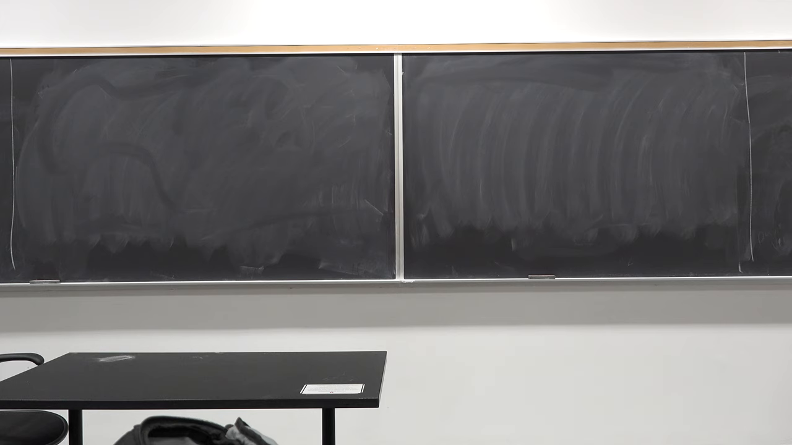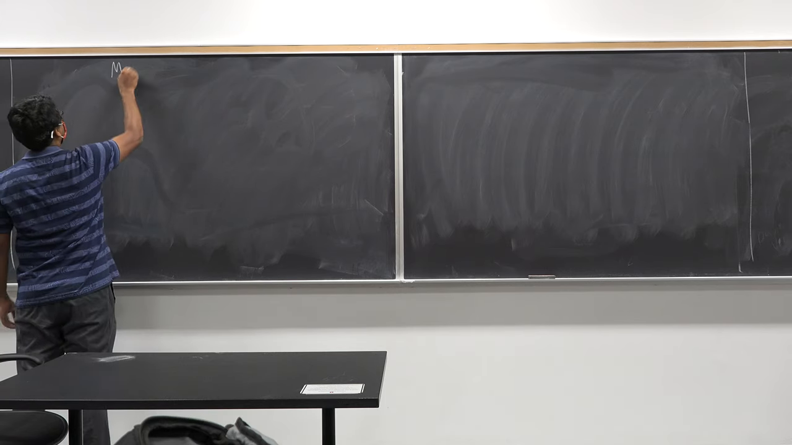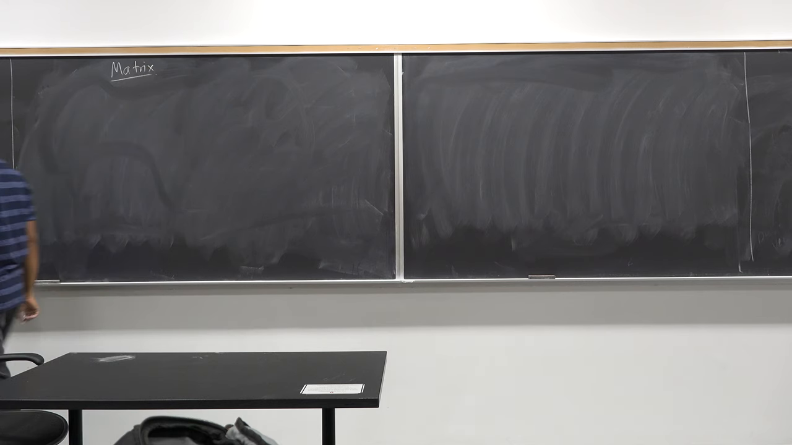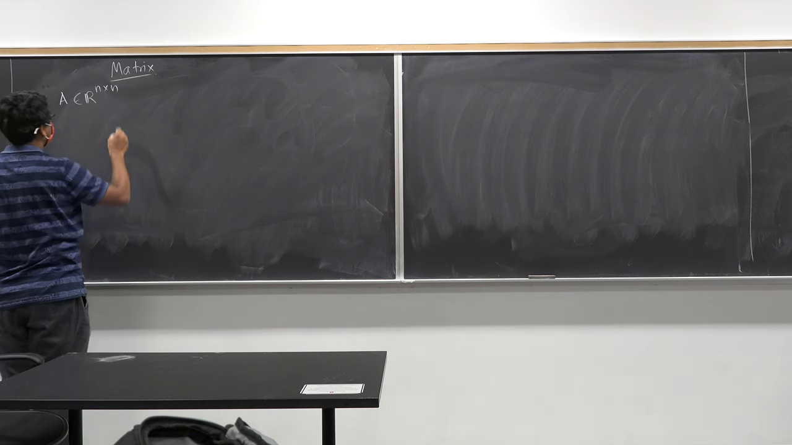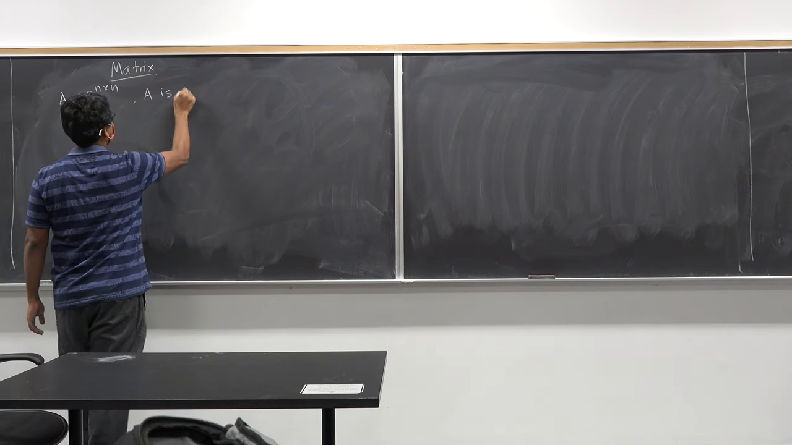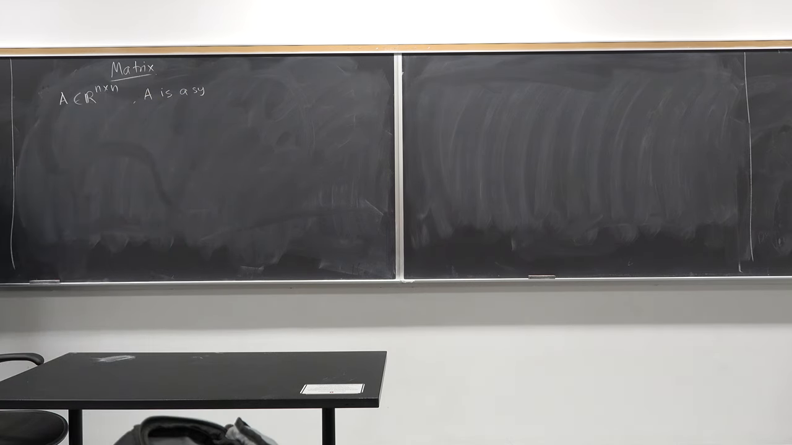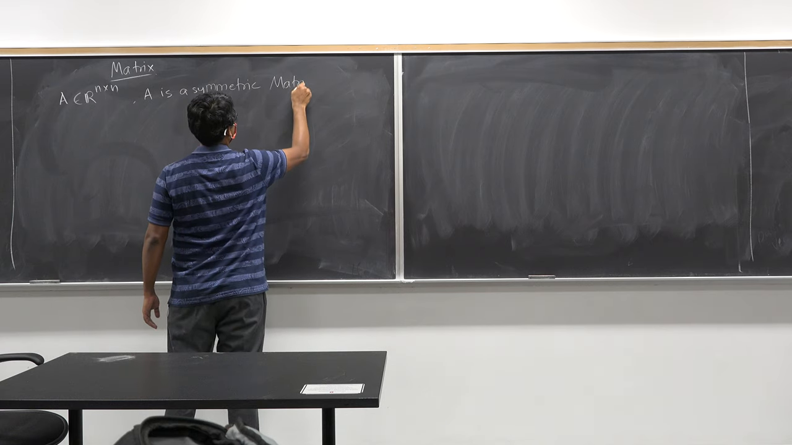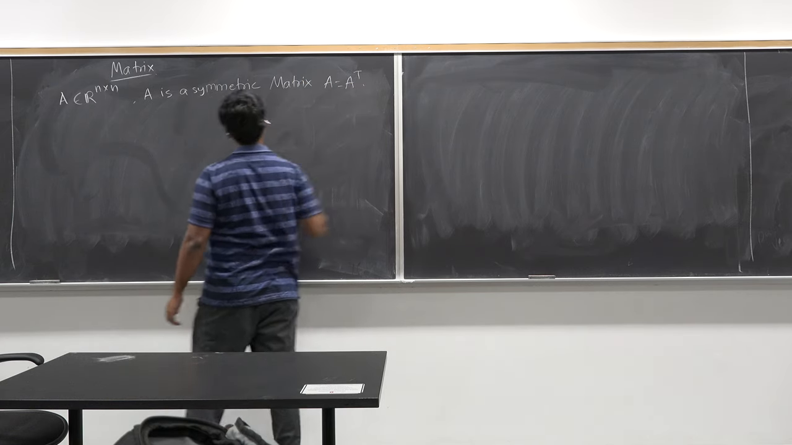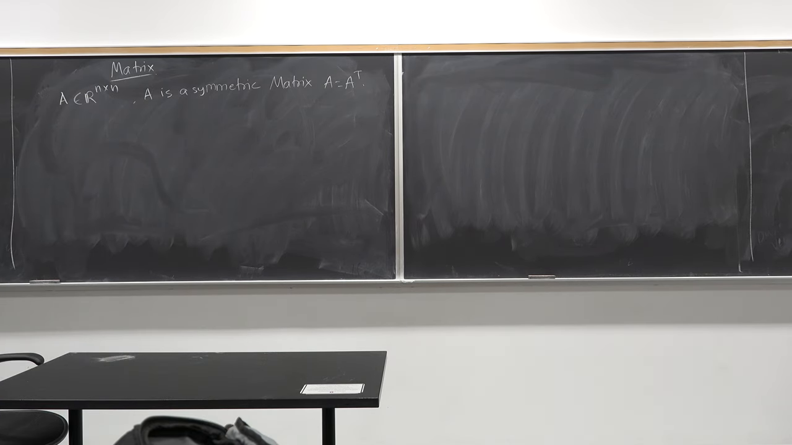We were talking about matrix theory in the previous class. In particular, we had talked about rank of a matrix, characteristic polynomial, eigenvalues, and eigenvectors. Let's talk about symmetric matrices today. So A is in R^(n×n), and A is a symmetric matrix, which means that A equals A transpose.